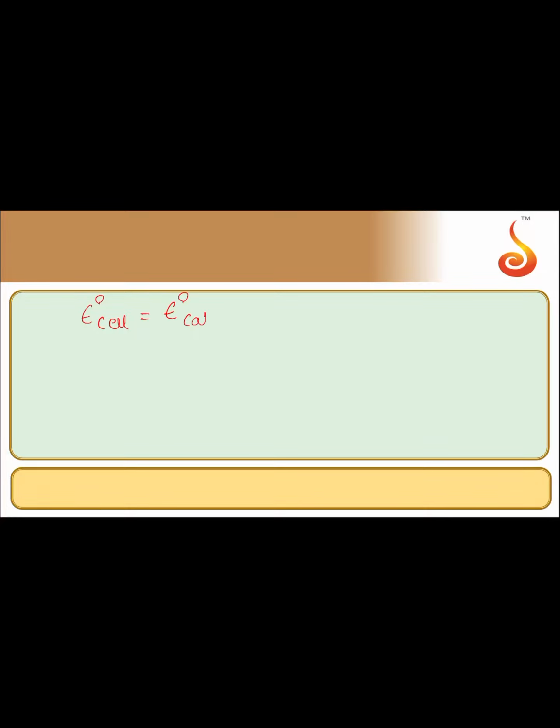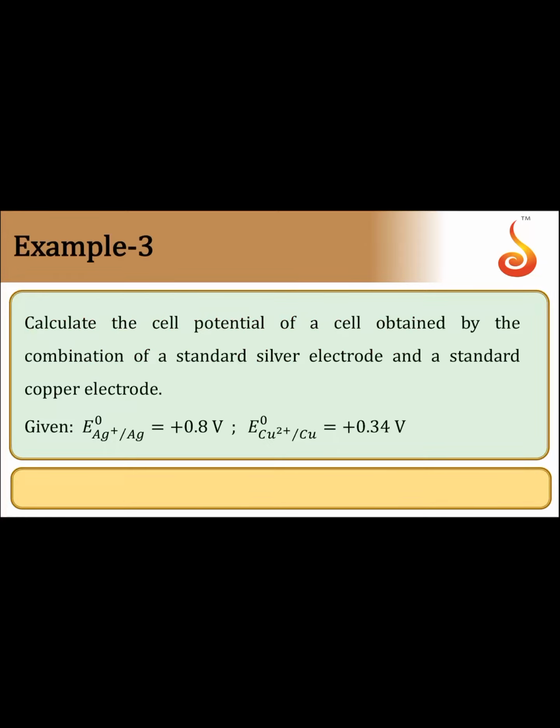E0 cathode minus E0 anode. First of all, here which is cathode and which is anode, how to identify that? Remember one point, the electrode which is having less reduction potential value will act as anode, and the electrode which is having more reduction potential value will act as cathode.